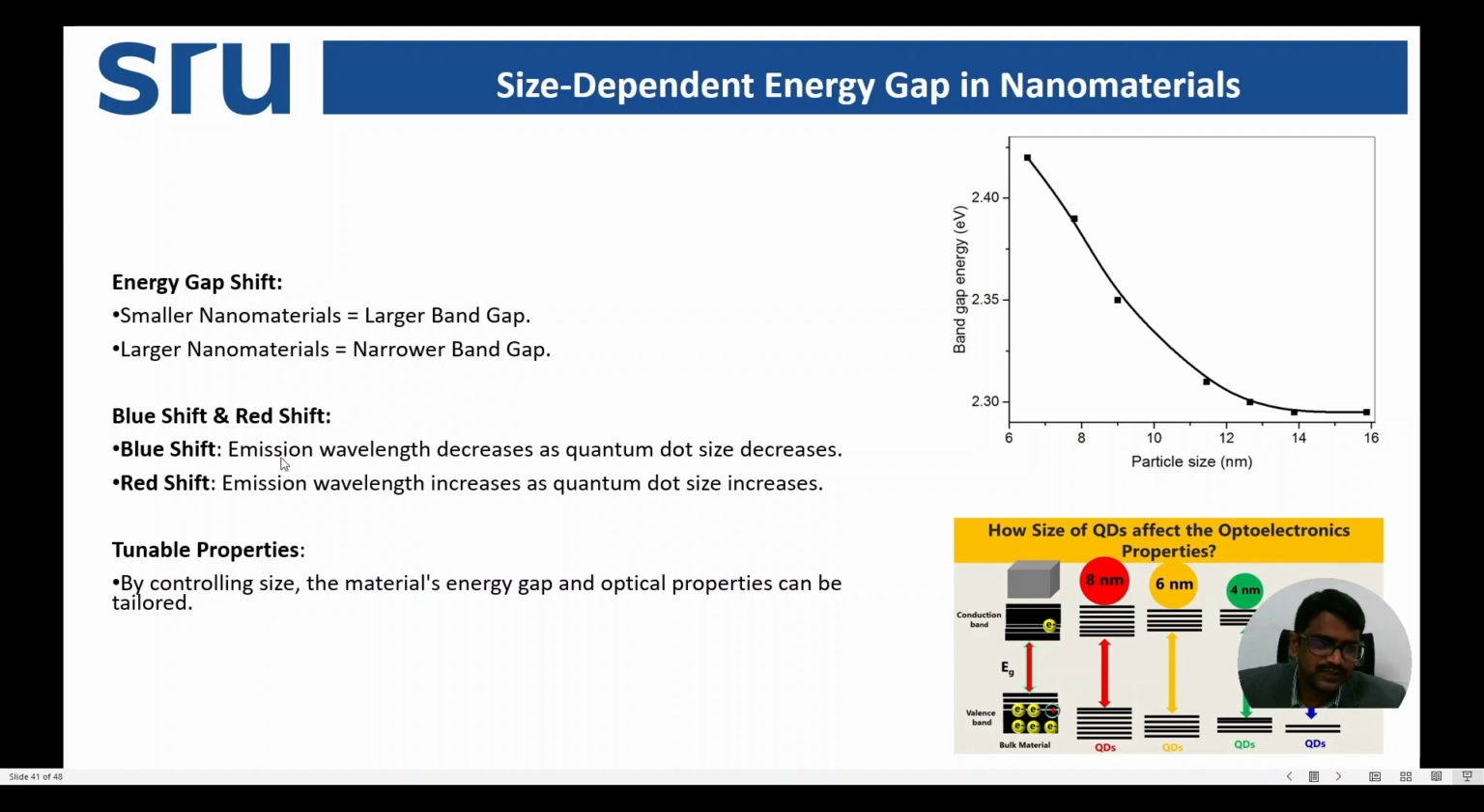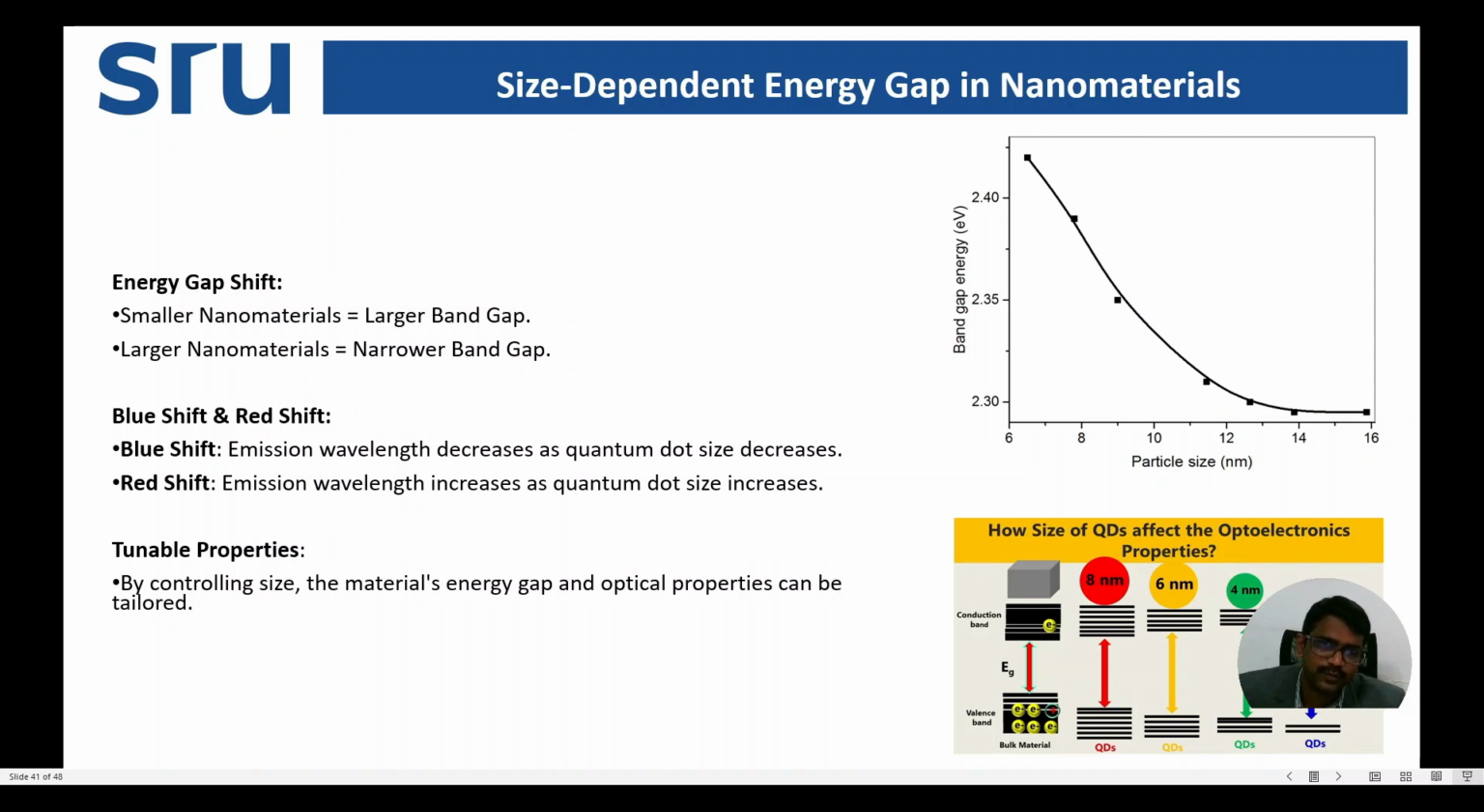Blue shift is nothing but emission wavelength decreasing as quantum dot size decreases. As the quantum dot size decreases, the emission wavelength decreases. Red shift also, I'll show you how this shift will happen. So all the properties can be tunable. That is the beauty in this technology. We can tune, modify, and alter the properties.